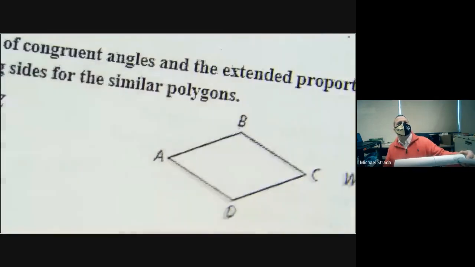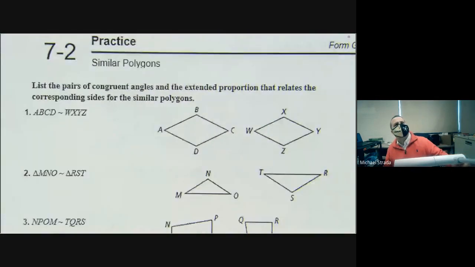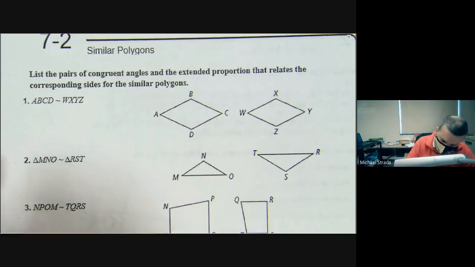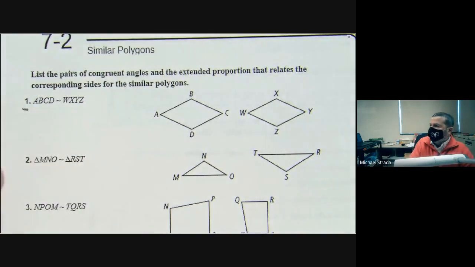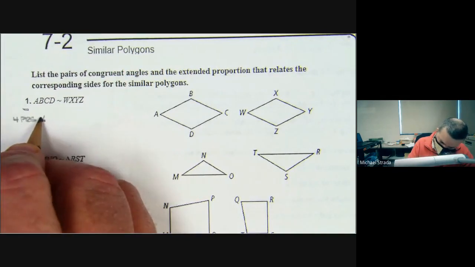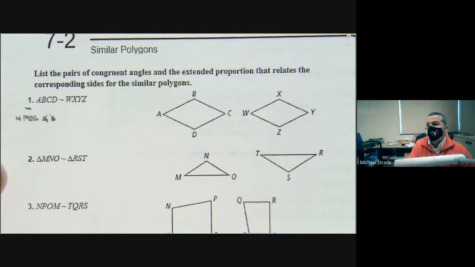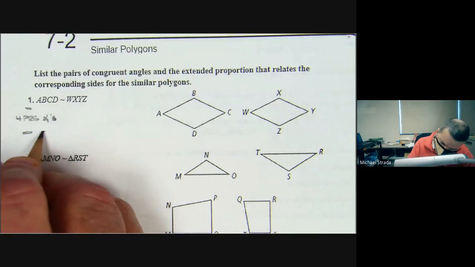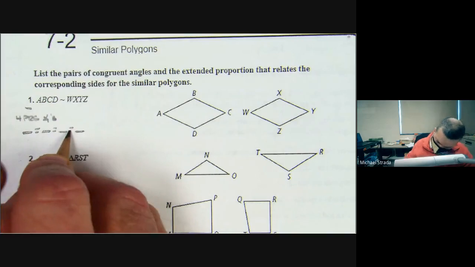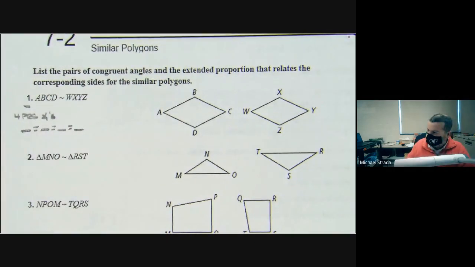All right, so looking through the homework that's due tonight at midnight. List the pairs of congruent angles in the extended proportion that relates to corresponding sides for the similar polygons. So, for example, in number 1, there's 4 sides, so you should have 4 pairs of congruent angles matched up. Shouldn't be that bad, right? A and W and all that. And then basically your extended proportion should look like that. There should be 4 ratios in your extended proportion. Number 2 is a triangle, so instead of 4, it's 3. You should be good to go.